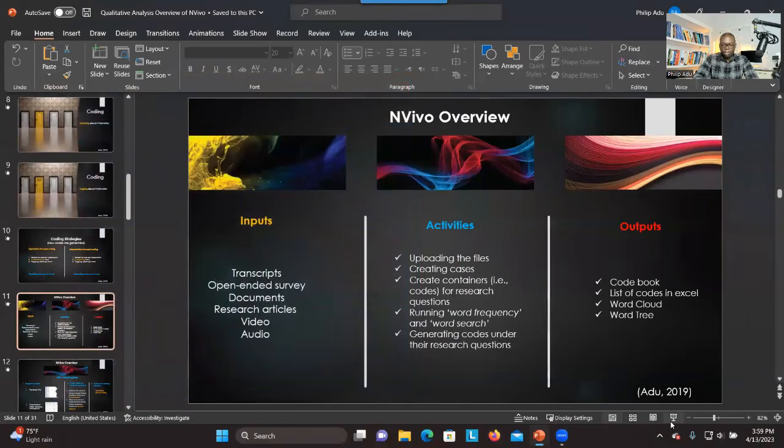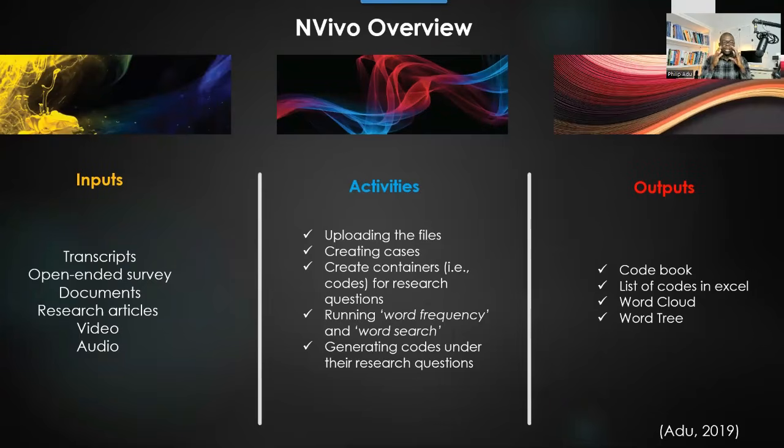So let's go back to the PowerPoint. Let me give you a big picture about NVivo. So we have inputs, activities, and outputs. So the inputs, think about it this way. You have your transcript or your open-ended survey responses, or you have your documents, or you have your articles, you have your videos, you have your audios, right? You can upload all that information, right? The data that you have into NVivo.